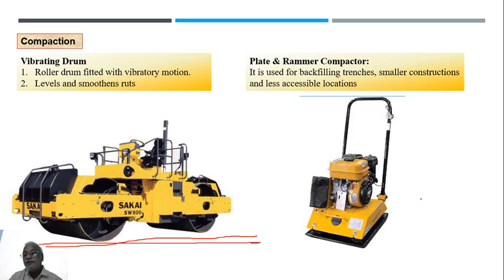Then if the surface is small, or you are not able to reach by big equipments, in such cases it has to be compacted by plate and rammer compactor. It is used for backfilling trenches, smaller constructions, and less accessible locations. So when you are not able to do it with this kind of thing, it is recommended that you have to do it by plate and rammer compaction.